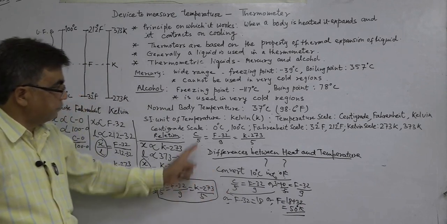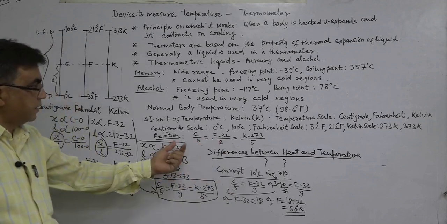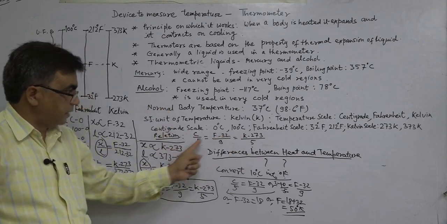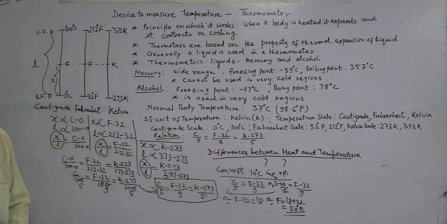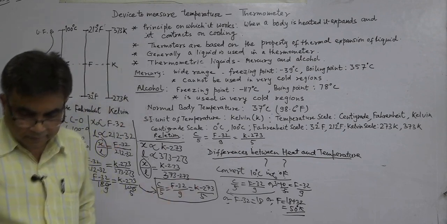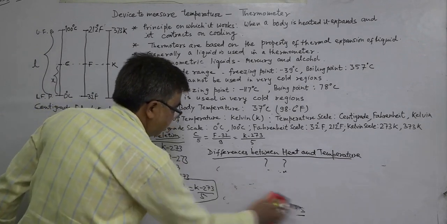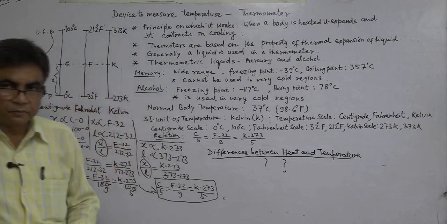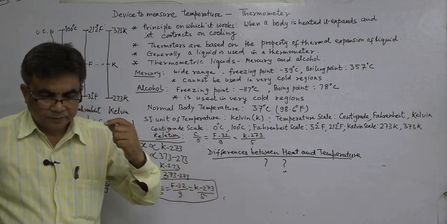Like this we can use this relation. You could be asked to convert this much degree centigrade into Kelvin, then C upon 5 equals K minus 273 upon 5, we will use that. Understood? Now I have written the differences between heat and temperature here, and you can write them yourself. If you go through the book, you will also get very simple differences.